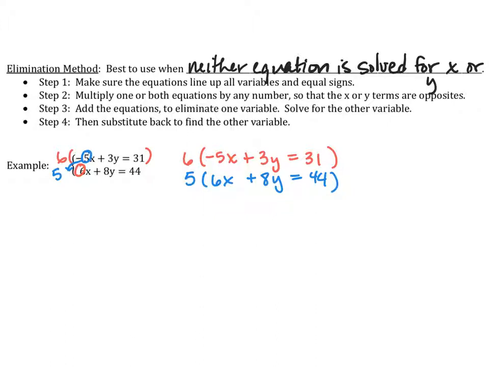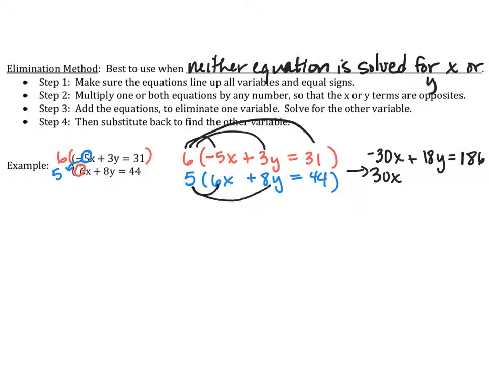So I'm going to arrow this over and actually do, and change colors. Do the multiplication. So negative 30x plus 18y equals 186. Down here, I've got positive 30x plus 40y equals 220. And in terms of what steps are what, this is step 2.